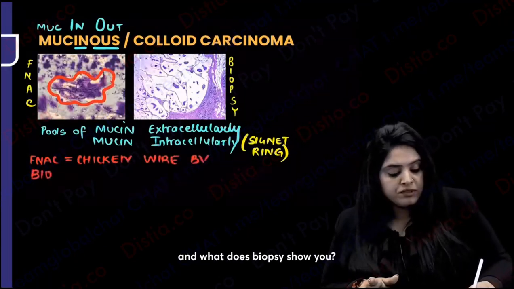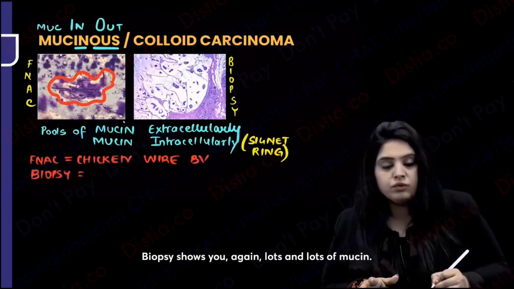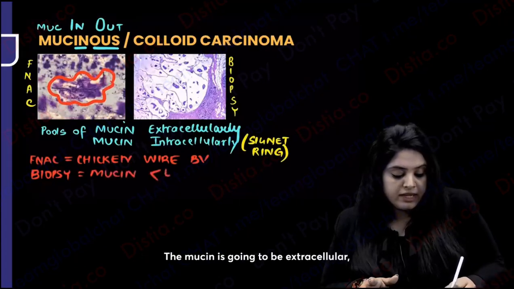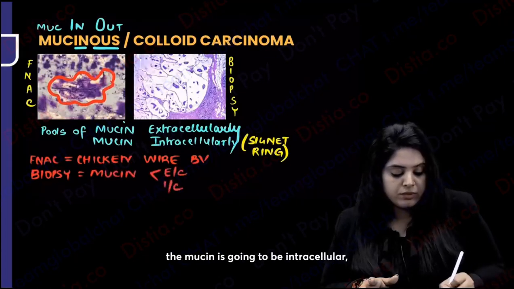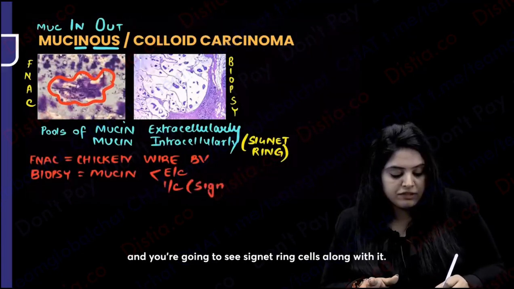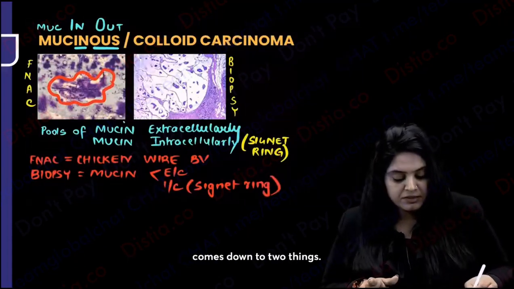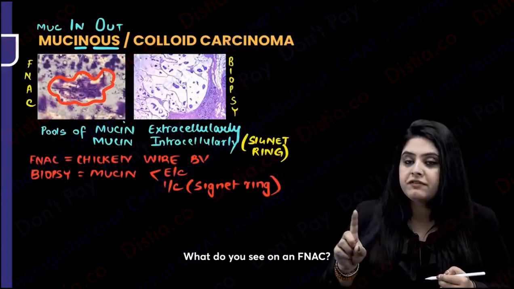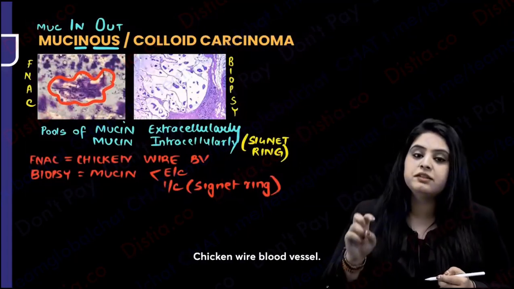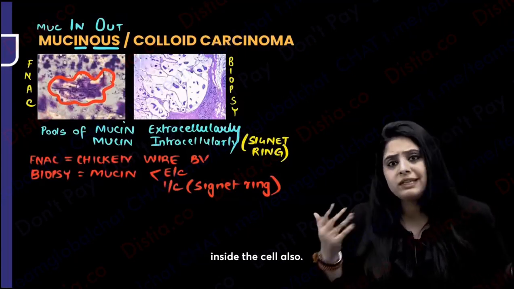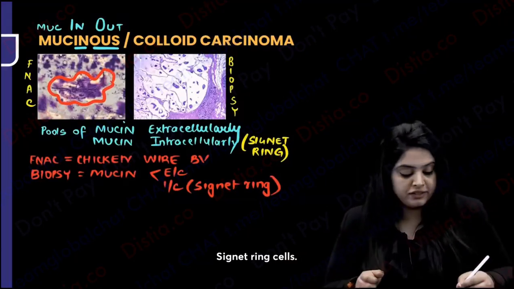And what does biopsy show you? Biopsy shows you again lots and lots of mucin. The mucin is going to be extracellular, the mucin is going to be intracellular, and you're going to see signet ring cells along with it. So now all that I had made you study comes down to two things. What do you see on an FNAC? Chicken wire blood vessel. What do you see on a biopsy? Lots and lots of mucin outside the cell also, inside the cell also, signet ring cells.